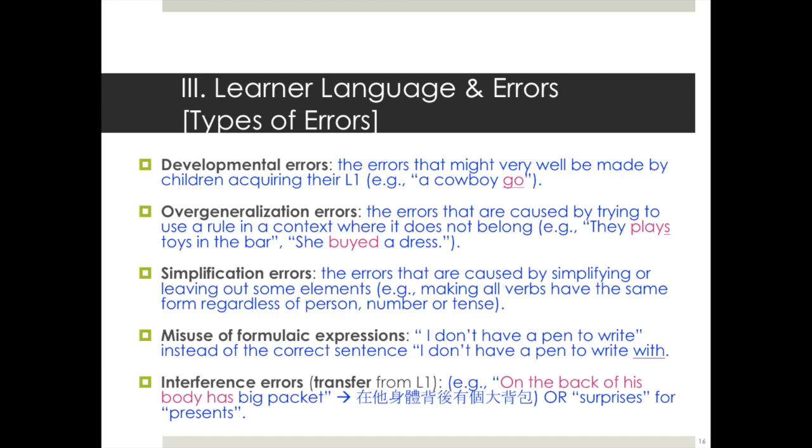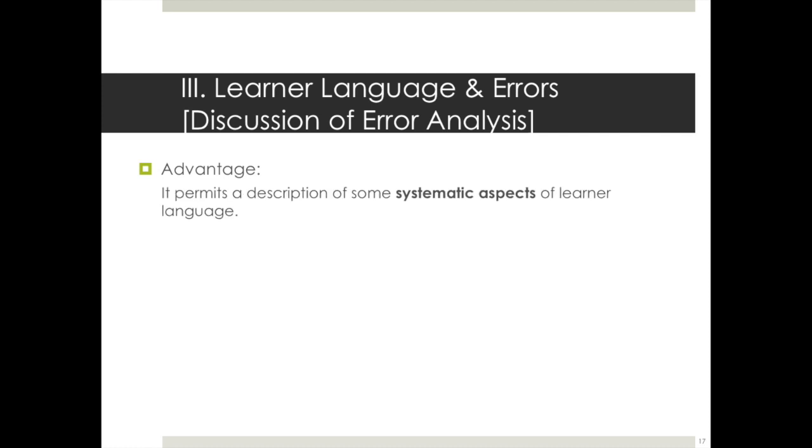Now, continuing with learner language and errors, in a discussion of error analysis, why is it beneficial for us as researchers or as students? It helps us to describe some of the systematic aspects of learner language, because we will see that across different situations, different scenarios, regardless of the first language, there is a systematic aspect to errors which are consistently similar regardless of the first language of the learner.